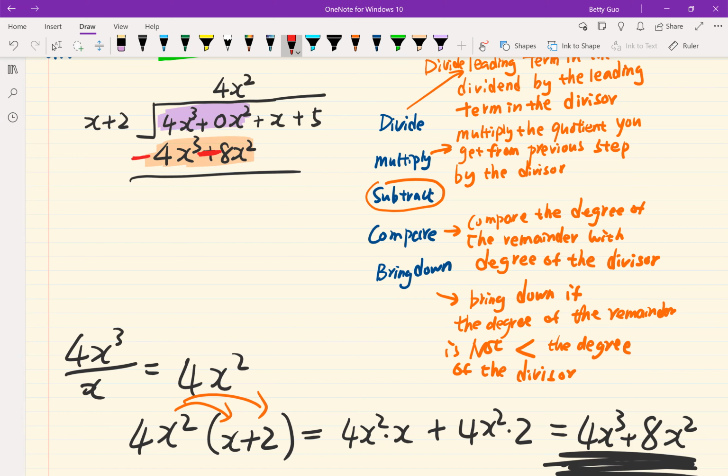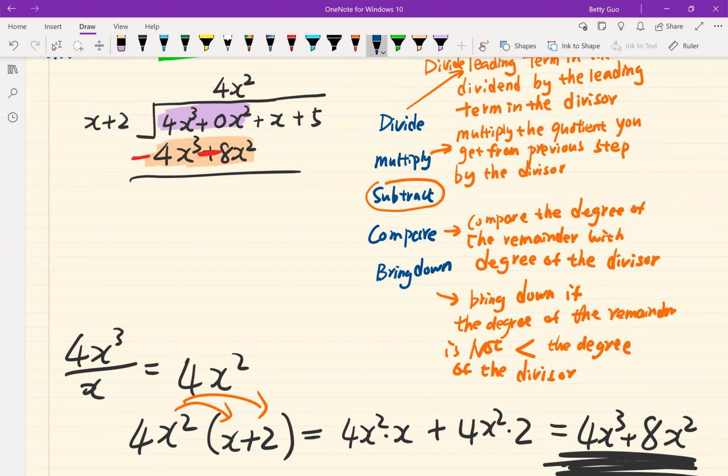Okay, perfect. So let's do the addition. Let's see what we have. Vertically, 4x cubed and negative 4x cubed. Do they cancel? Yes. Then 0x squared minus 8x squared, so negative 8x squared.